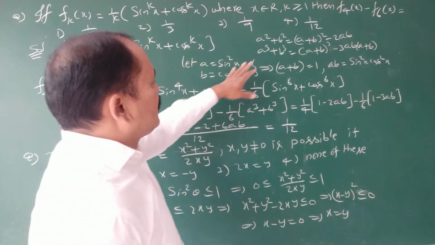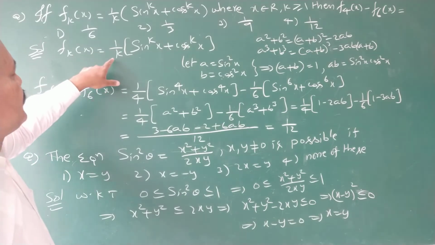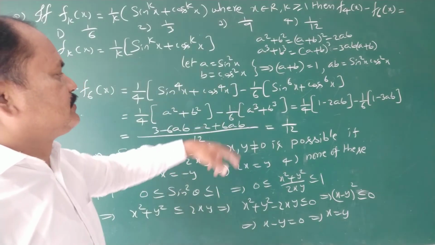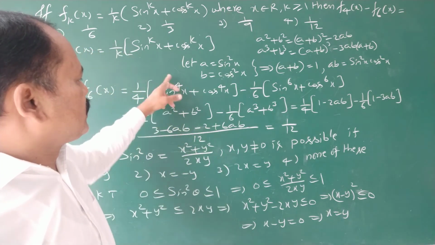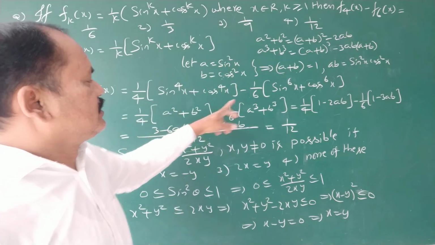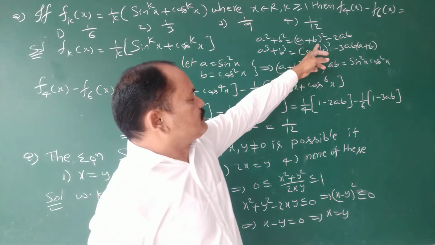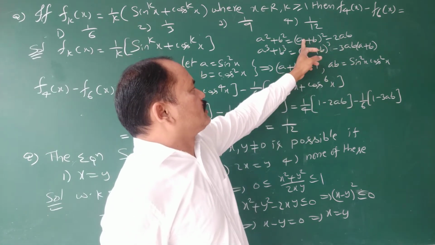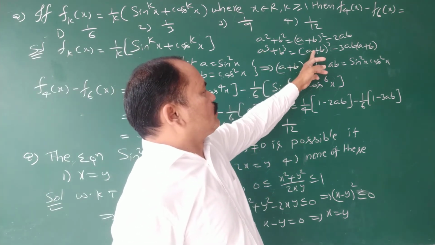That's all. Now we have to find f4 of x minus f6 of x. f4 of x means in place of k we have to write 4: 1 by 4 times sin power 4x plus cos power 4x, minus 1 by 6 times sin power 6x plus cos power 6x. Here sin square whole square is a square plus b square, where a is sin square x. Here sin square whole cube is a cube plus b cube. We know a square plus b square is a plus b whole square minus 2ab. A plus b is 1, that's why 1 minus 2ab. Here it is a plus b whole cube, a plus b is 1, so 1 minus 3ab into 1.